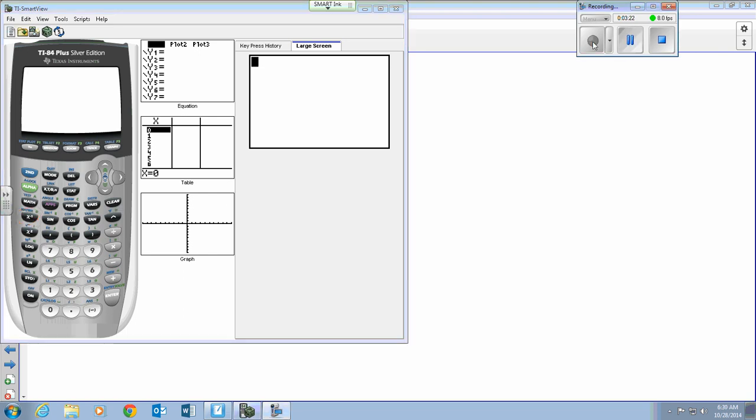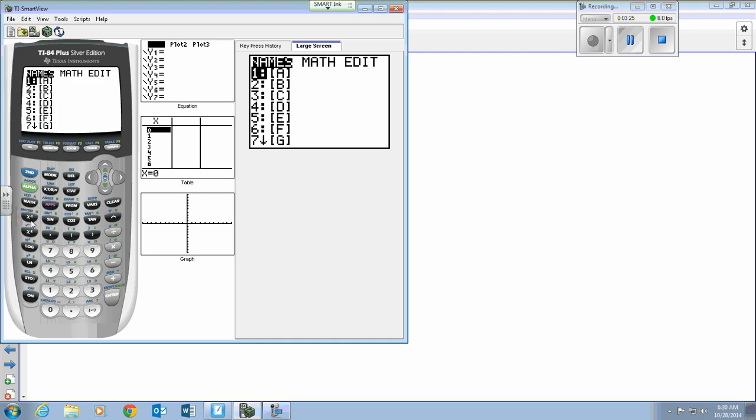All right, so we're going to go to second and that x inverse, and we are going to first edit a matrix. We have to put it in. So we're going to toggle over to edit, and we're going to pick the first one, matrix A. So we can go ahead and select that.